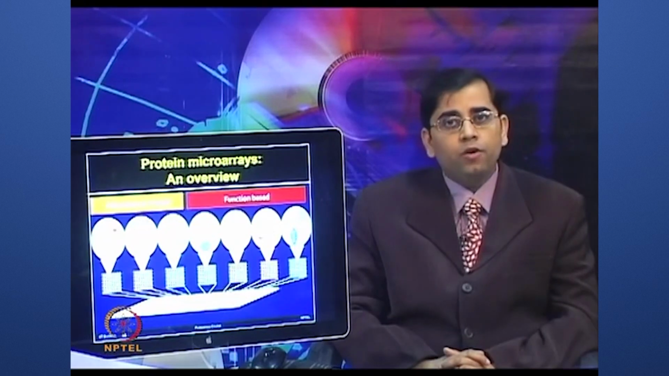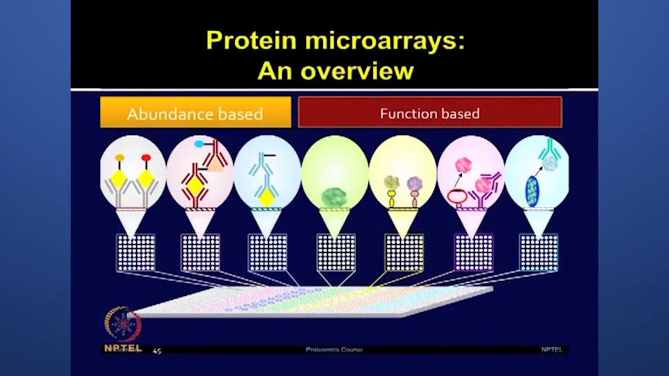As you can see in this overview slide, there are different types of abundance based as well as function based protein microarrays available. We discussed direct labeling, sandwich immunoassays, and reverse phase protein blots as shown in the abundance based methods, and then we talked about chemically linked peptide fusion, nucleic acid programmable protein arrays and multiple spotting techniques in the function based methods.